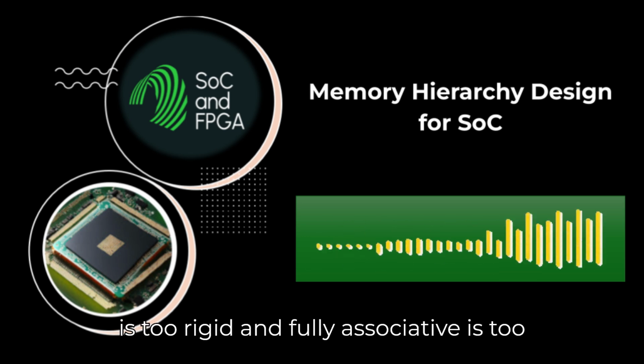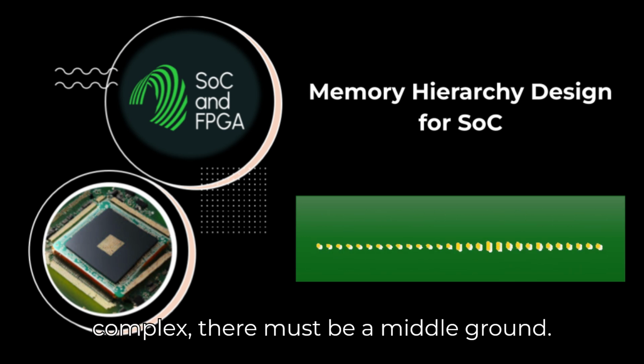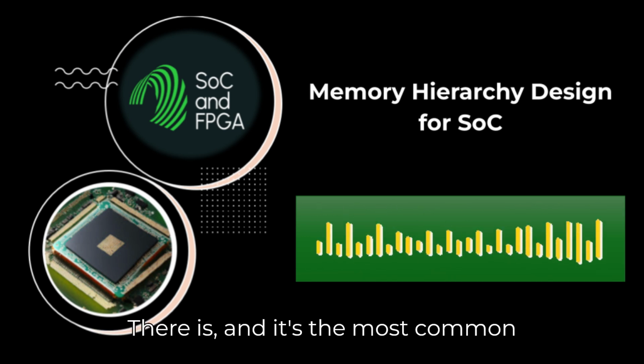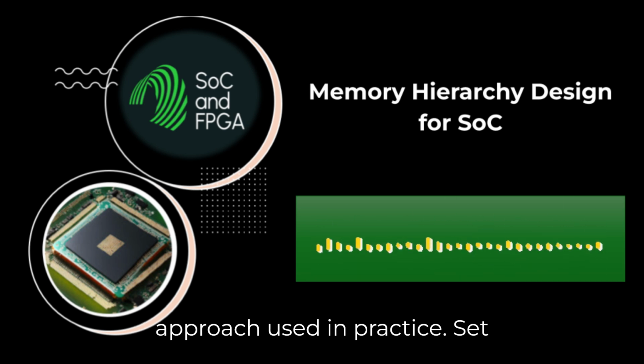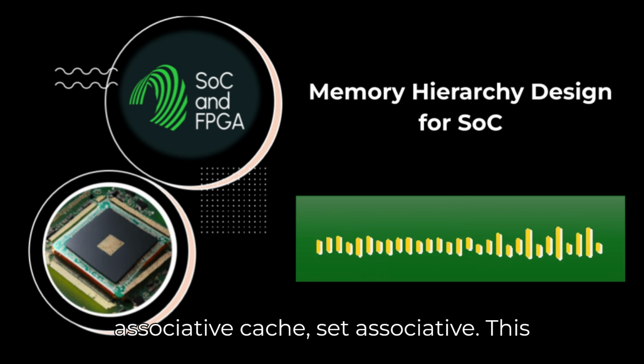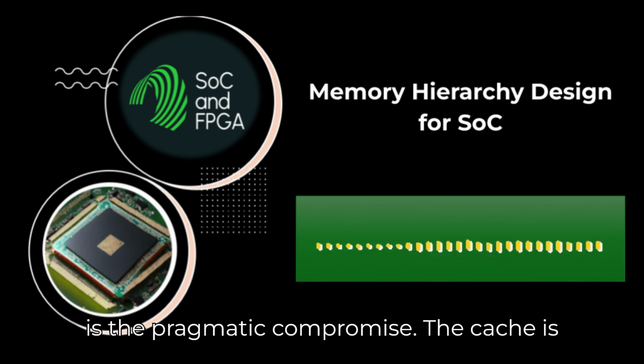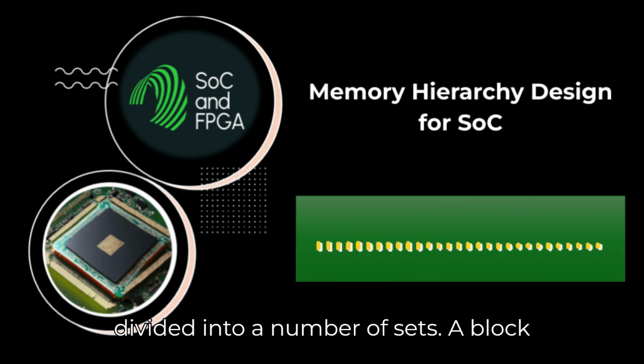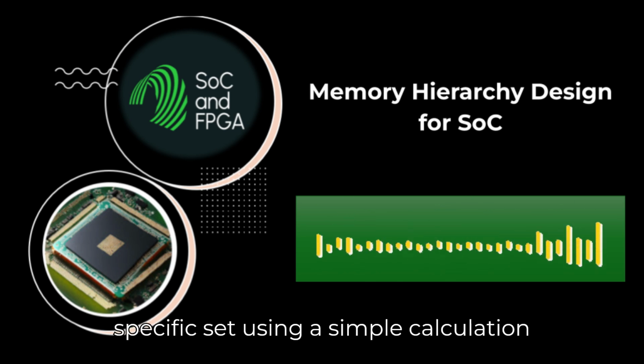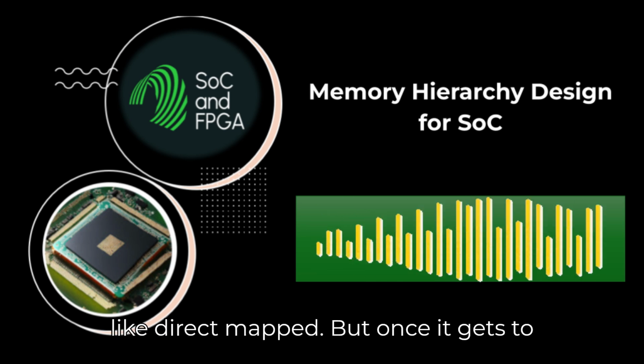So if direct mapped is too rigid and fully associative is too complex, there must be a middle ground. There is, and it's the most common approach used in practice. Set associative cache. This is the pragmatic compromise. The cache is divided into a number of sets. A block from main memory still maps to one specific set using a simple calculation like direct mapped.